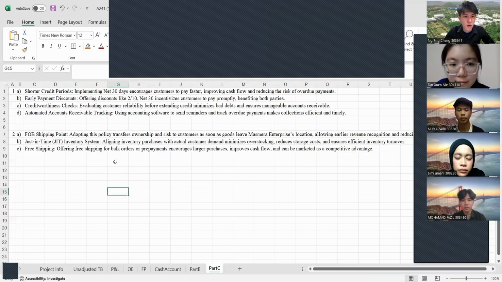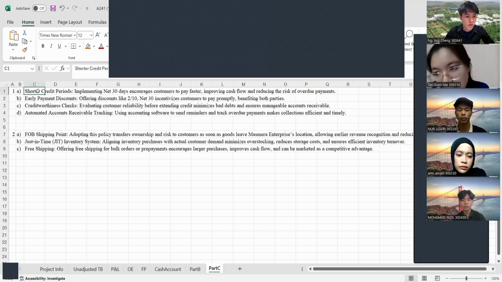Let's continue our discussion on how Marshmara Enterprise can improve its credit terms and also shipping policies to support its expansion plans. I think one key step for credit management is adopting shorter credit terms like net 30 days. This encourages customers to pay faster and improve cash flow. Early payment discounts such as 2/10, net 30, can also be a great incentive to encourage prompt payments.